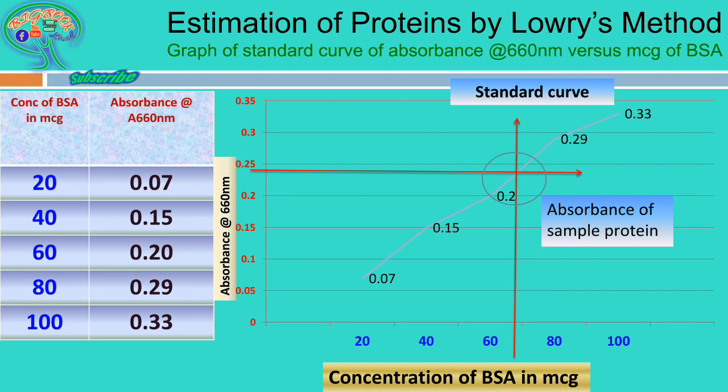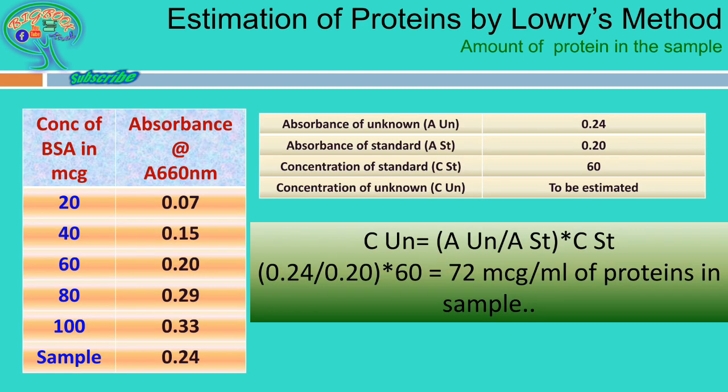Further, we are going to consider these particular readings that we have got and calculate using the formula. Concentration of unknown is equal to absorbance of unknown divided by the absorbance of standard, multiplied by concentration of standard. We are going to substitute all these values to get the concentration of the unknown.